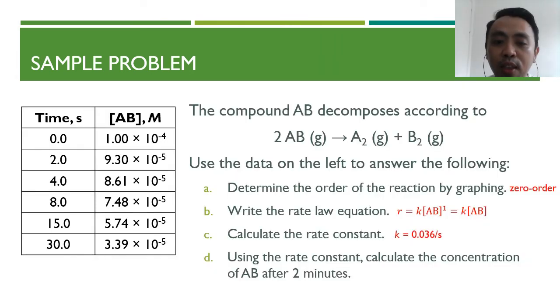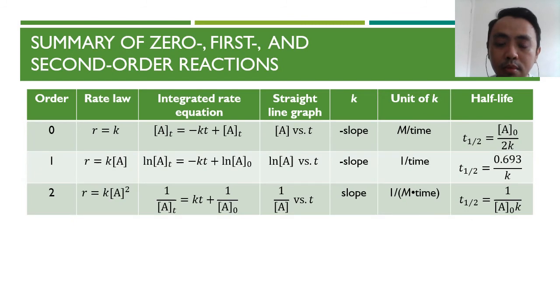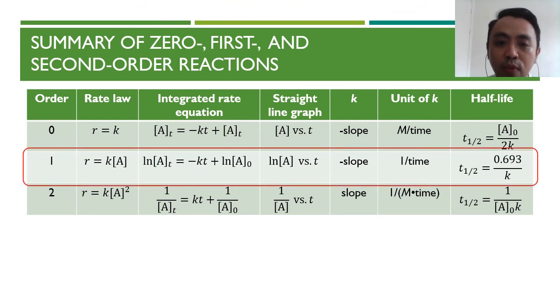Now that we've computed the value of the rate constant, which is equal to 0.036 per second, we are now ready to answer letter D. To answer letter D, we once again refer to the table, and for a first order reaction, we find that the integrated rate equation is as follows. So we take note of this equation in order to answer letter D.